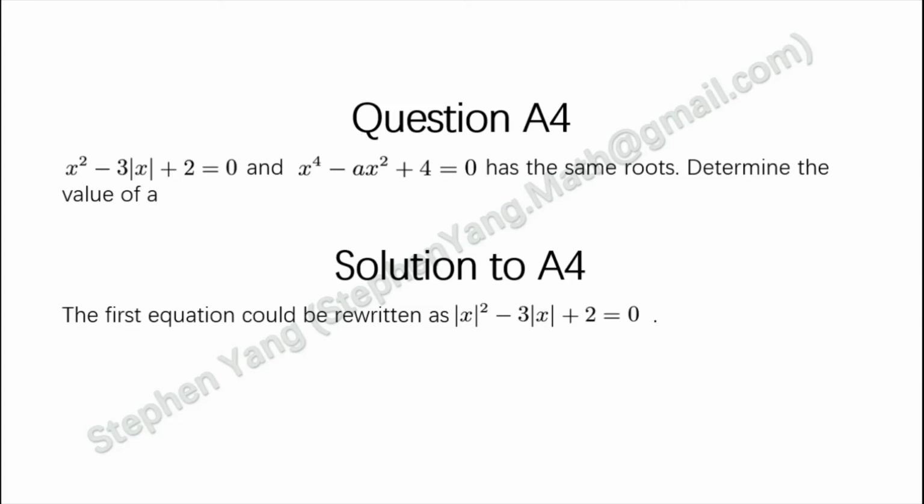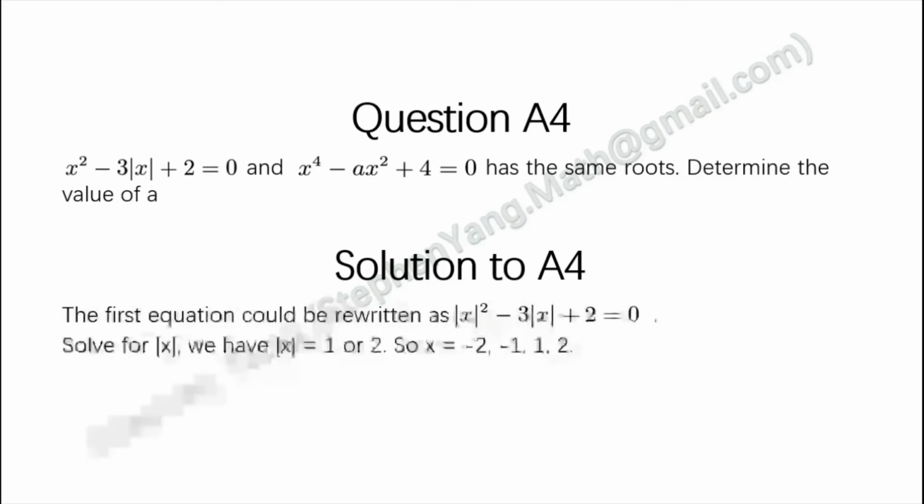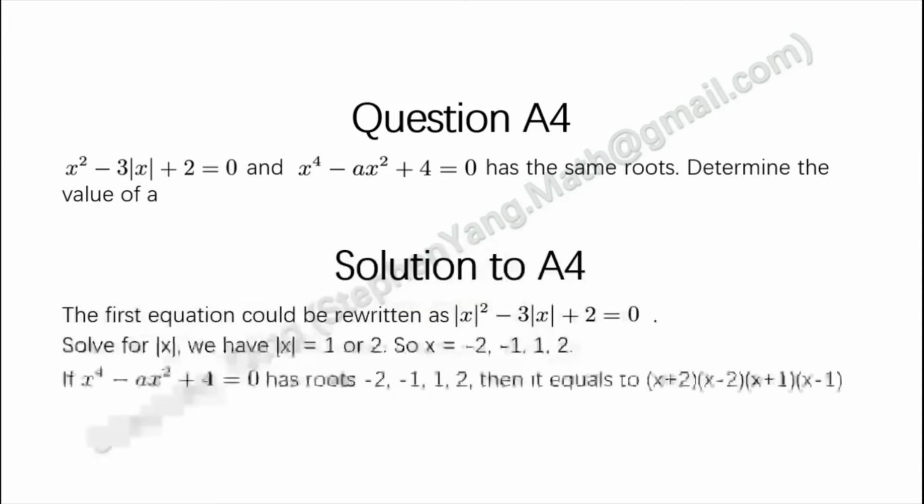So the first equation could be rewritten as absolute value of x to the power of 2 minus 3 times absolute value of x plus 2 equals 0. And then we could solve for absolute value of x, and we'll have absolute value of x equals 1 or 2. So then we could know that x equals negative 2 or negative 1 or 1 or 2. So then we could know that the equation x to the 4th power minus ax squared plus 4 equals 0 has roots negative 2, negative 1, 1, and 2.